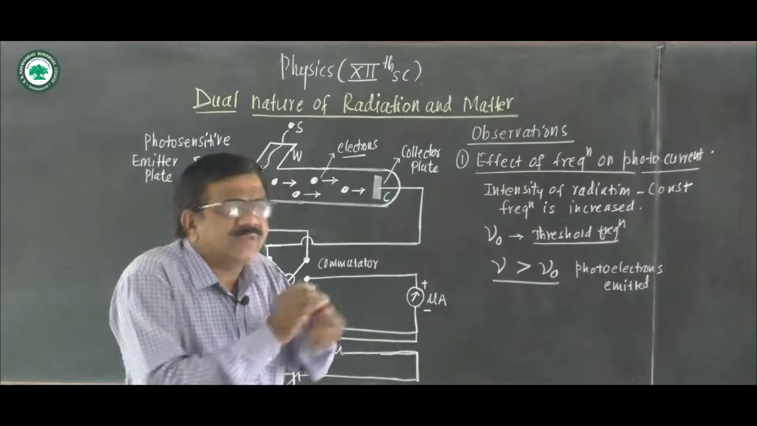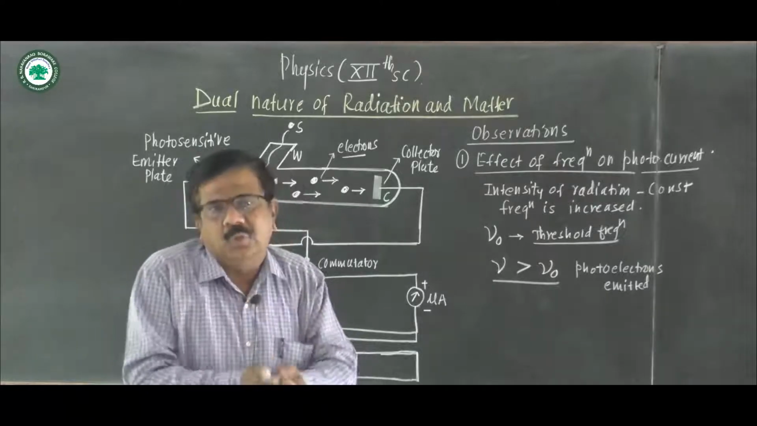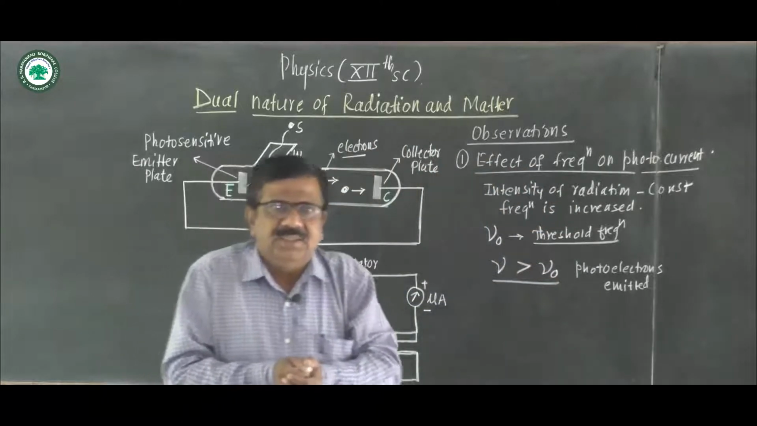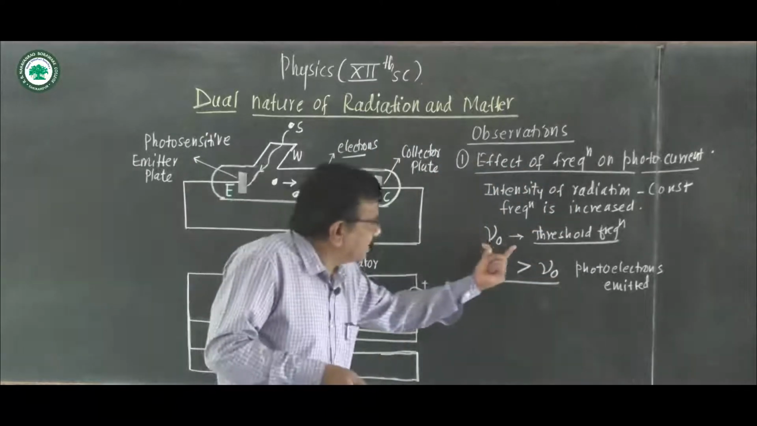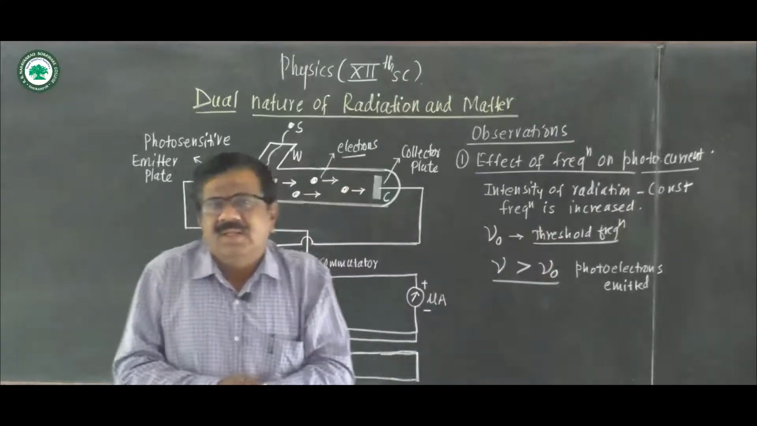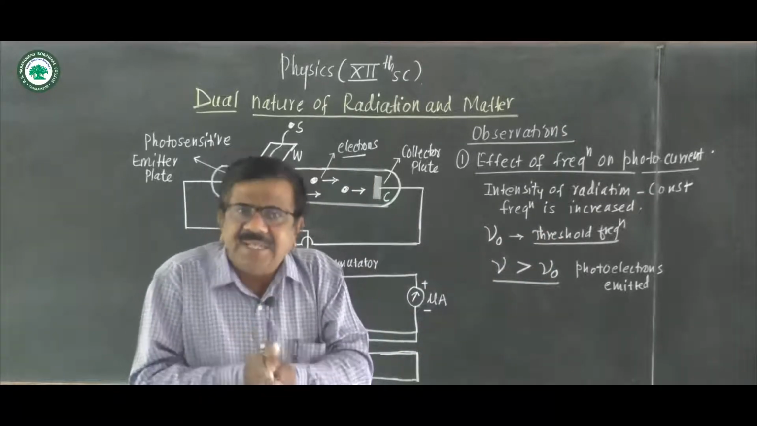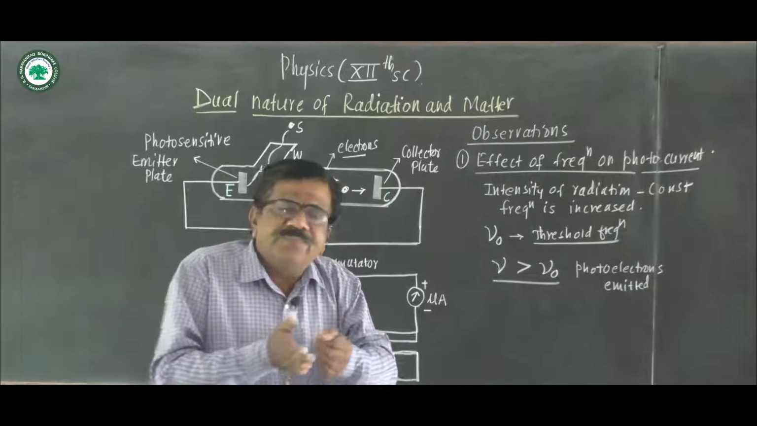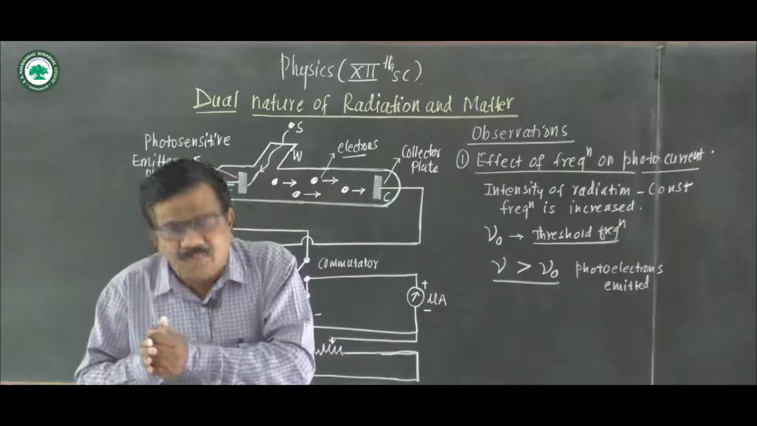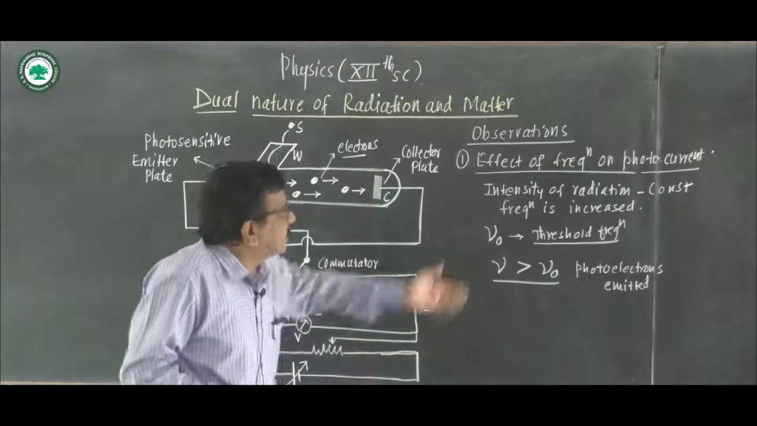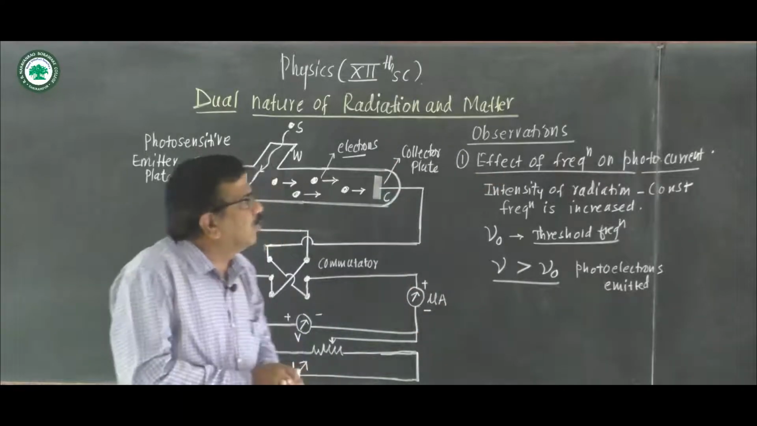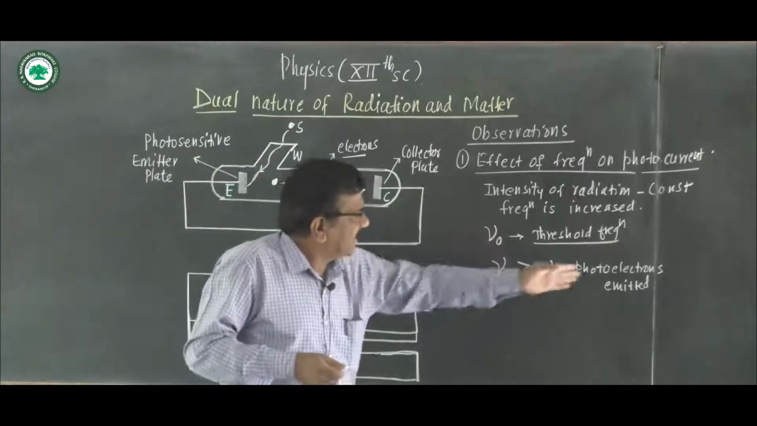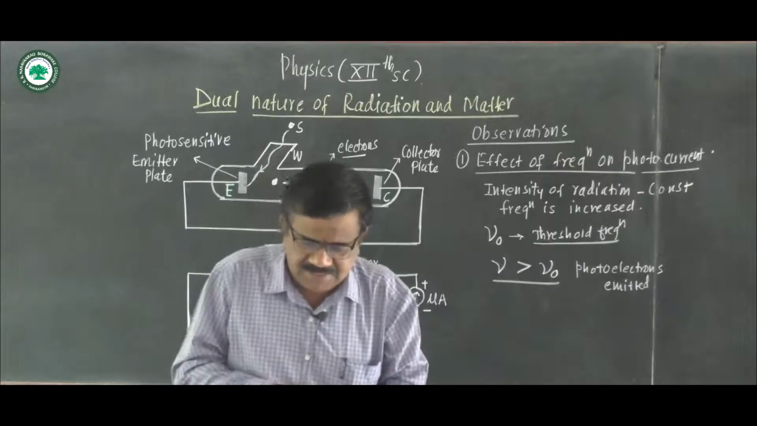The intensity of the radiation is kept constant. Even if intensity is low, above the threshold frequency photoelectrons are emitted. So photoelectric emission depends on this threshold frequency. It is the minimum frequency of incident radiation for which photoelectrons are emitted. Below that frequency, photoelectric emission is not possible. So this is the threshold frequency, and this is the effect of frequency on photoelectric current. For low frequency it is not possible; above this frequency there is photoelectric emission.